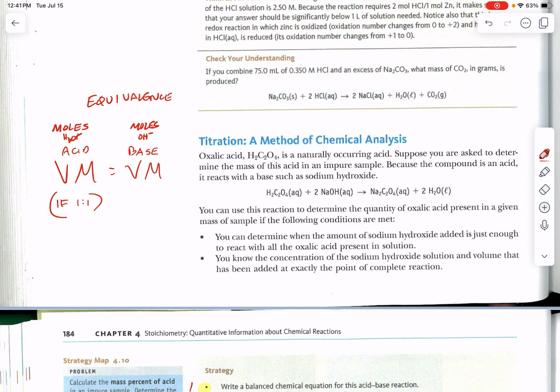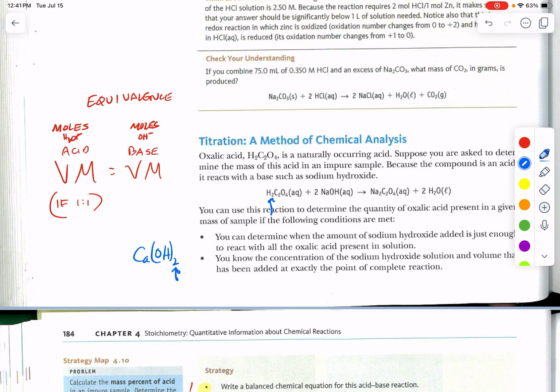When your positive charges from the hydroniums equal the negative charges in the hydroxides, then you're at the equivalence point. Now, a little caution here. Sometimes you might have a diprotic acid, like right here. You could also have a diprotic base, for example, calcium hydroxide with a subscript of 2.